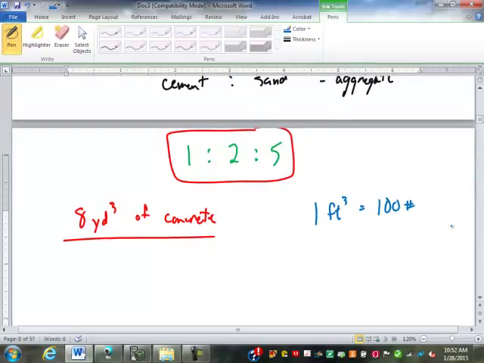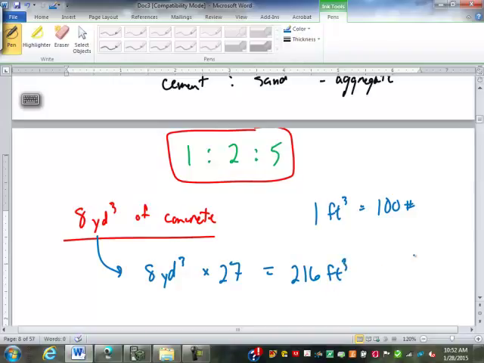So anyway, 8 cubic yards, how am I going to convert that into cubic feet? Times, how many feet are in a yard? Yeah, 27 cubic feet in a cubic yard. Good. 3 feet in a yard, and it's 3 cubes. So 3 times 3 times 3. So 8 times 27 is 216 cubic feet.